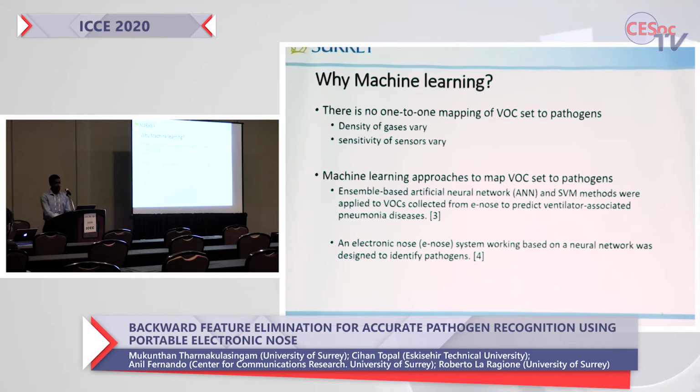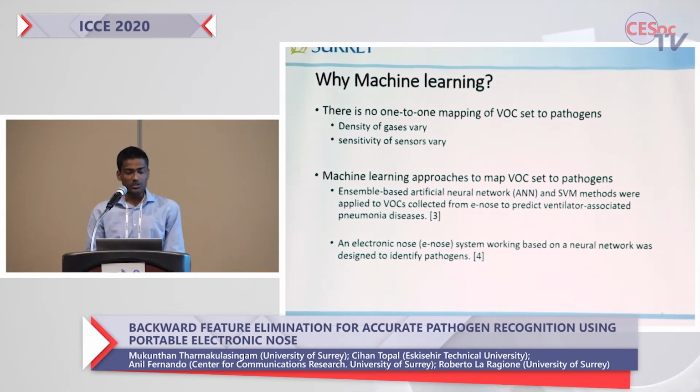Then why do we need machine learning? Because the gas density varies and the sensitivity of sensors varies. So there is no one-to-one mapping from the VOC set to the pathogen to classify pathogens using VOCs. So machine learning approaches are used to map the VOC set to the pathogens.